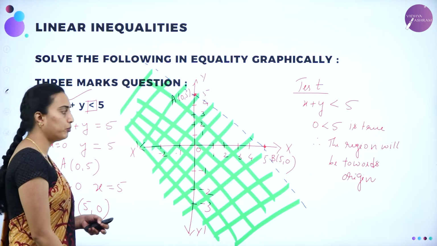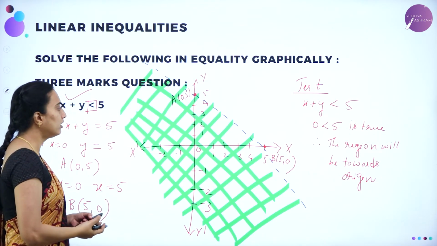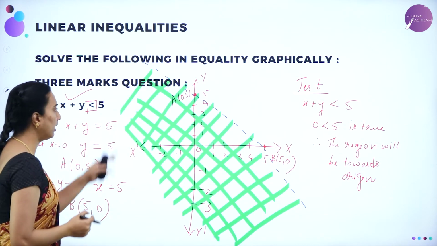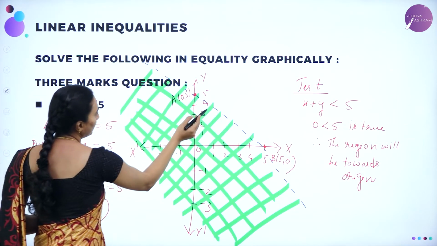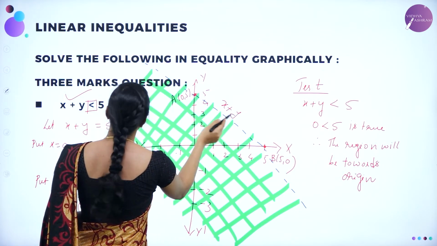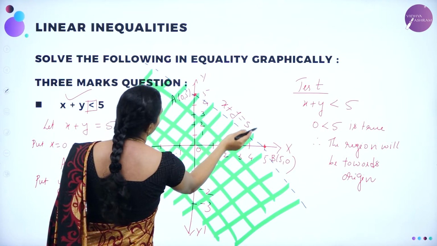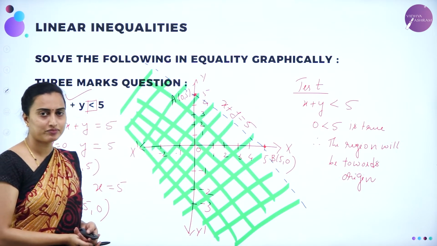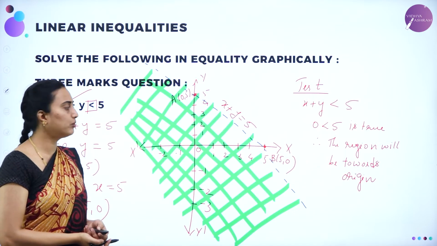Okay. I hope you understood this one, how to solve and how to draw the graph. And before solving, don't forget to write the line on that. On this line you should write x plus y is equal to 5. Because we have drawn the line, don't forget to write that down. I hope you understood how to solve this.